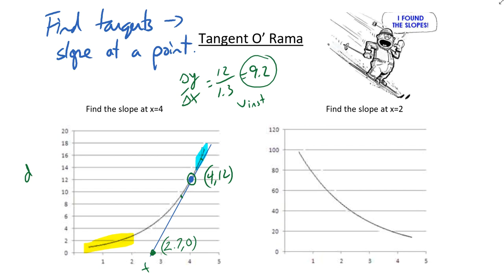Okay, so let's do the same type of thing for the second one. The second one here, we're looking for the slope at x equals 2. So that would be right around here. So that's where I want to draw my tangent.